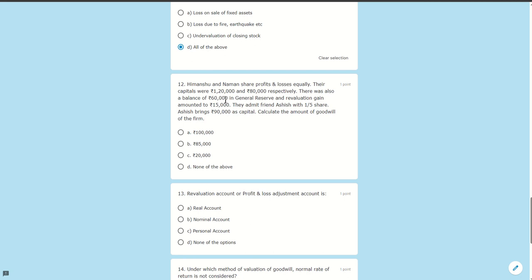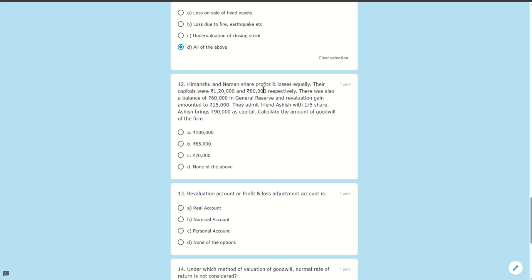Now, in this case, the goodwill is a hidden goodwill. First of all, Ashish's share is one-fifth, and for that he brings in 90,000. So, based on this, the total capital of the firm should be 90,000 into 5 by 1, which is 4,50,000. Let's keep that aside and find out what is the actual total capital.